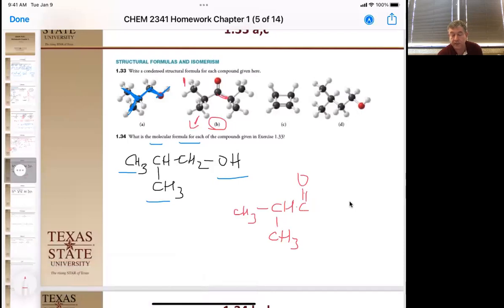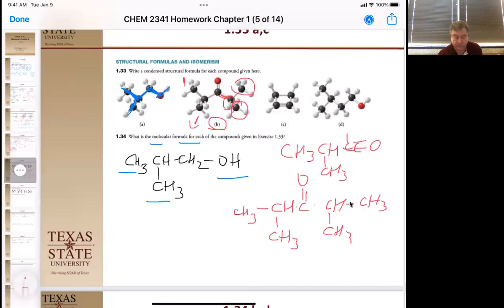And then we come over to here, and so now we have another CH from this atom here, and then it has two CH3s attached to it. So we're going to do a CH3 over here and a CH3 over there. So that means our condensed form is going to be CH3, CH, CH3, C double bond O, CH2, CH3, CH3.